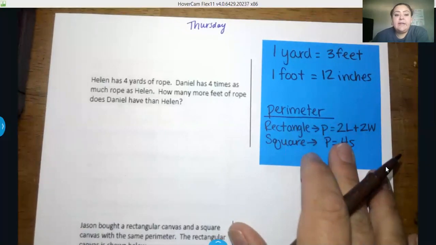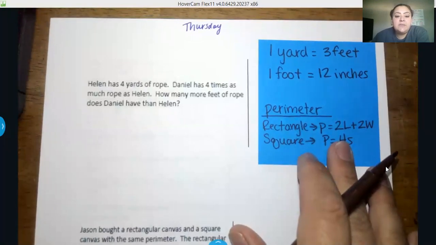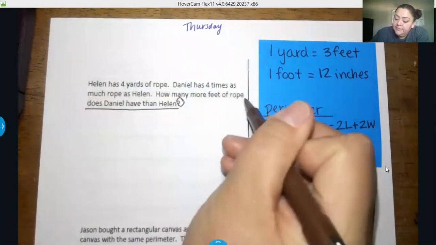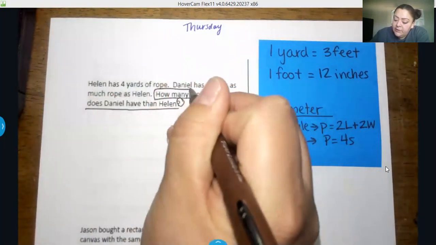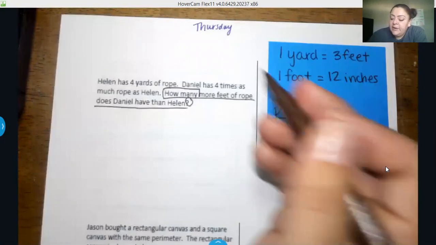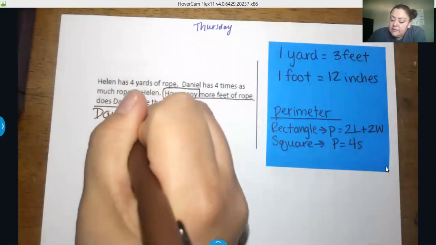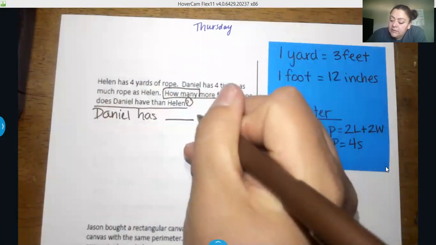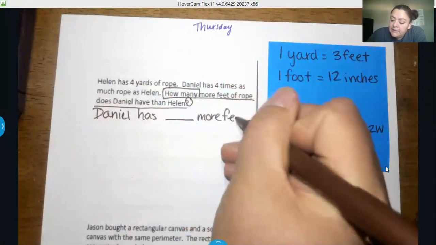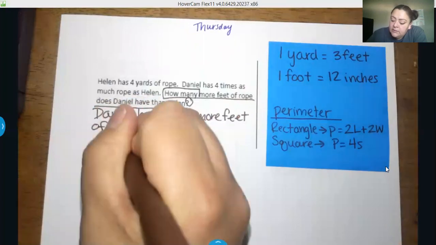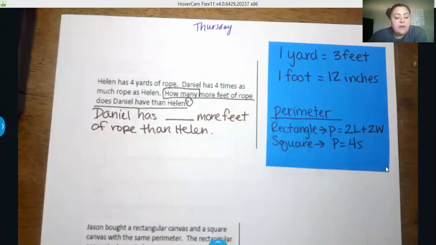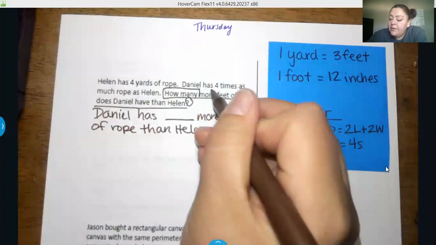The first one here: Helen has 4 yards of rope. Daniel has 4 times as much rope as Helen. How many more feet of rope does Daniel have than Helen? So we're still going to be doing our normal routine, circling our question mark, underlining our important words. How many more feet of rope does Daniel have than Helen? Daniel has blank more feet of rope than Helen.